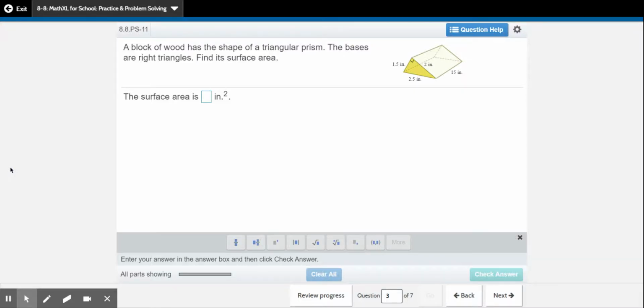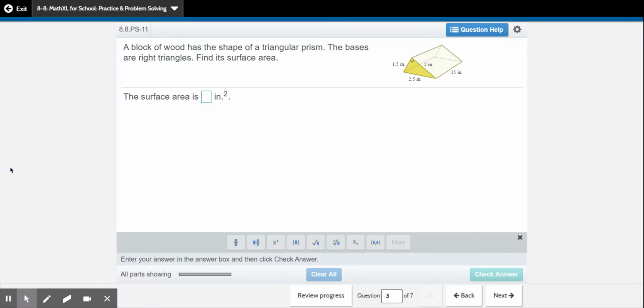This is Miss Pearl going over 8.8 Math Excel practice and problem solving. Let's get started. A block of wood has the shape of a triangular prism. The bases are right triangles. Find its surface area. Again, surface area is the area of each shape on the outside, okay? It's like if you were wrapping a present.